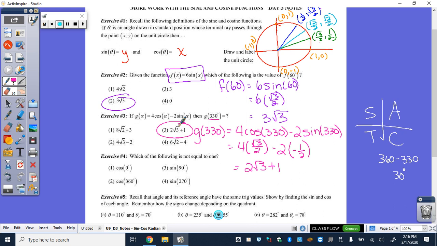So it's all about being able to manipulate this chart, dealing with the sign values, where everything's positive, where it's negative, in combination with your unit circle up there.